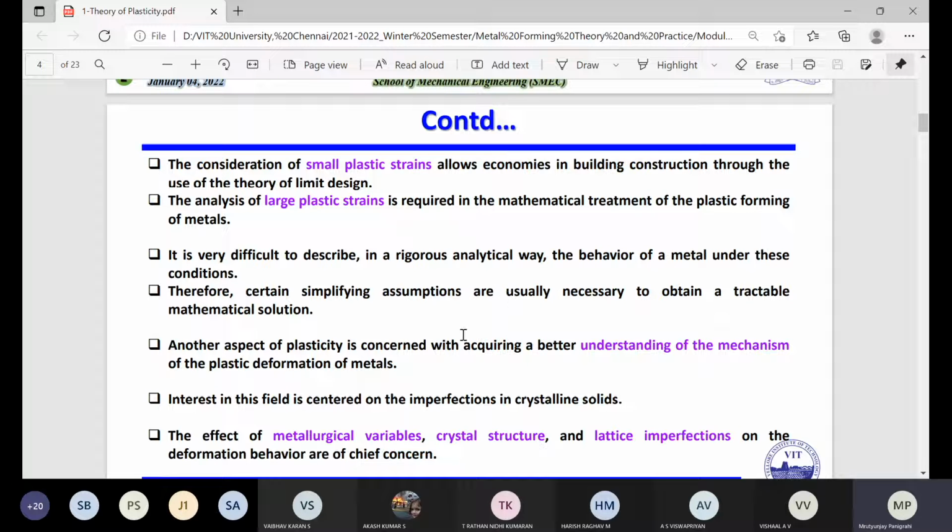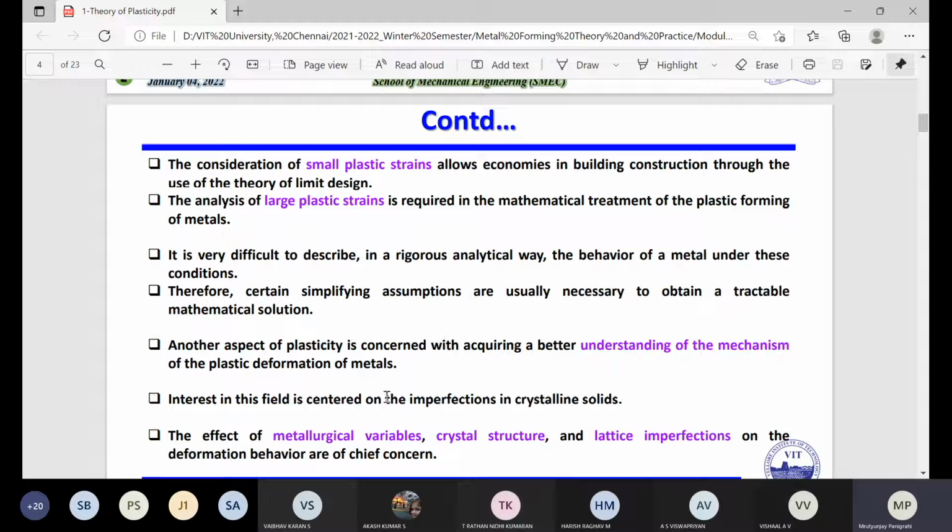So therefore, certain simplifying assumptions are usually necessary to obtain a tractable mathematical solution. To find a good solution, we cannot say that we do not have any option. We have to find the solution. So why are we going for simulation? Because to find some sort of solution, we have to go for simulation. Then if we predict something, based on that we have to go for the analytical or the experimental purpose.